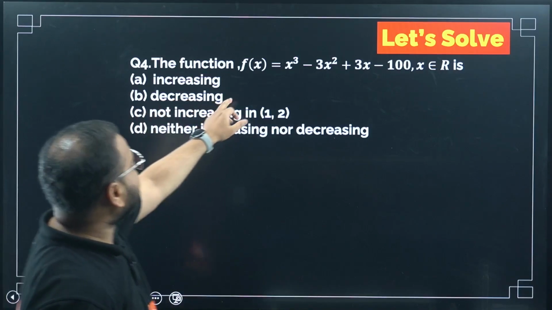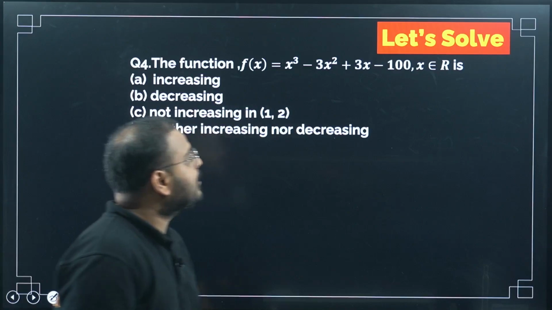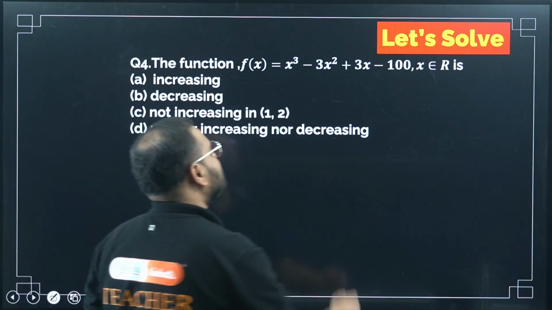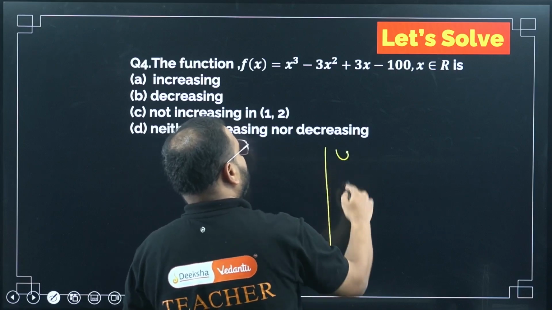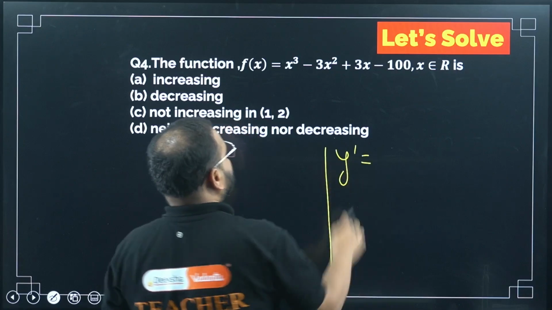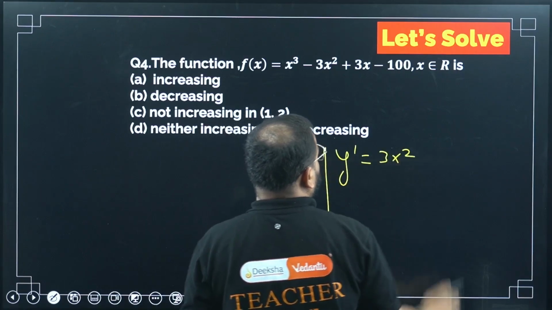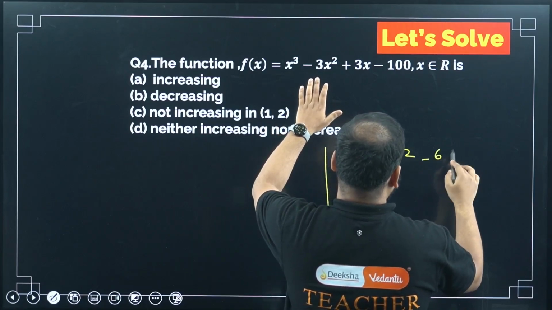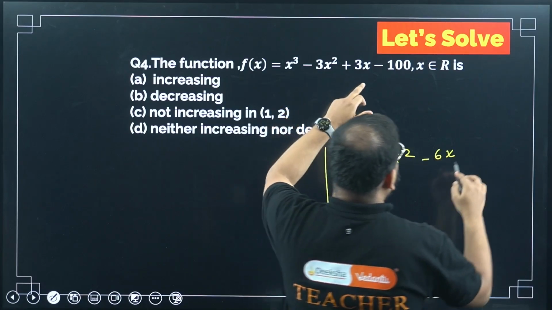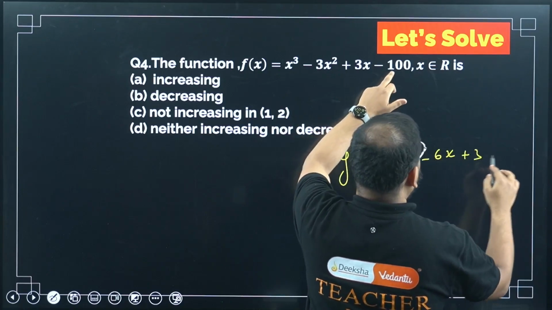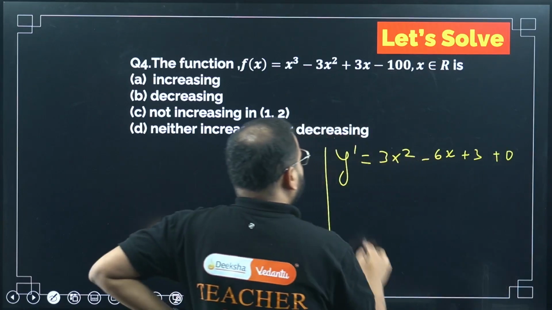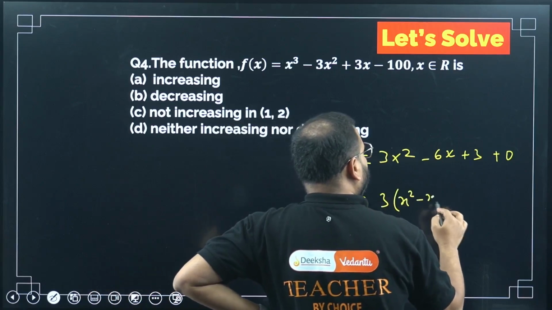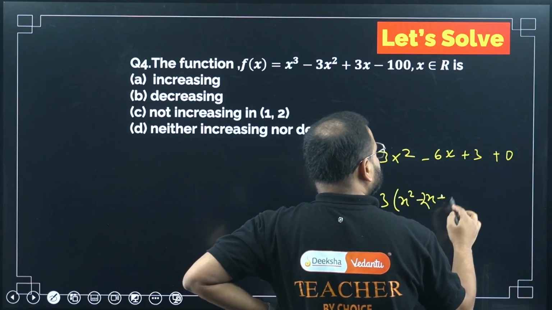The function is defined as f(x) equals x cube minus 3x square plus 3x minus 100. Check the trend. So what's the first thing we do? We take the derivative. y dash, what is y dash? 3x square minus 6x plus 3, and the constant will be 0. So what is my y dash? Take 3 common: x square minus 2x plus 1.